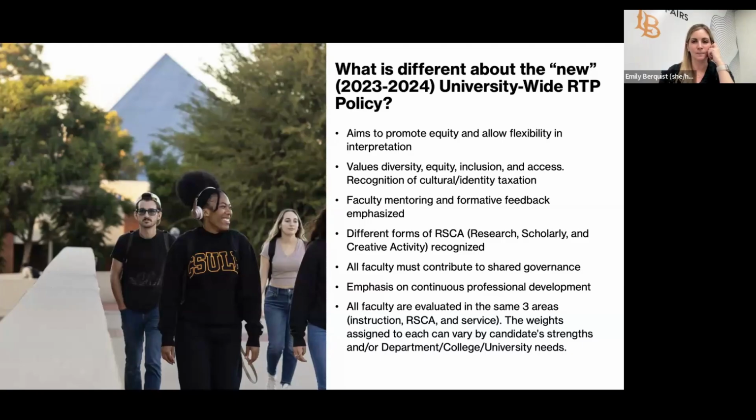We want to see how you are using your students' feedback in order to shape what you're doing in the classroom. Another thing that our new university RTP policy does that's such a great improvement from our prior one and is very cutting edge across higher ed is that we now recognize what we like to call a continuum of scholarship, or the existence of different forms of RISCA, again, research, scholarly, and creative activity. Now, what do I mean by this?